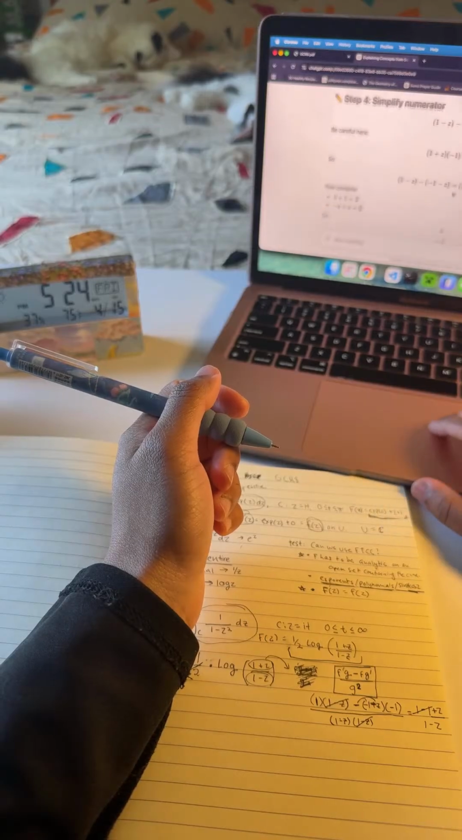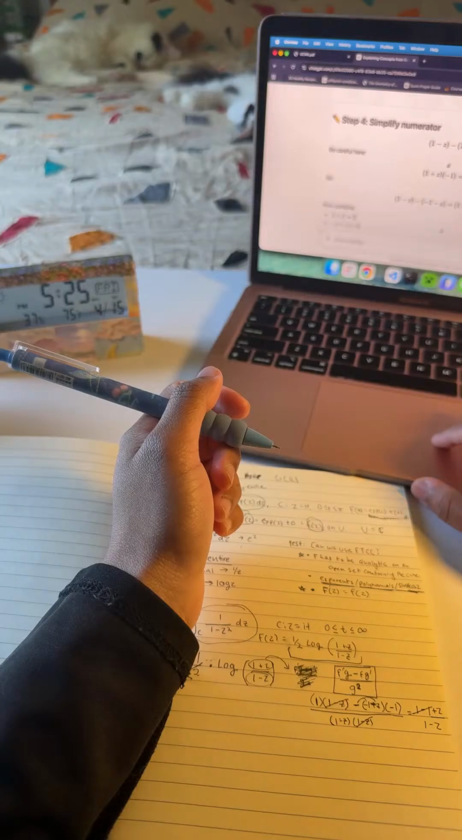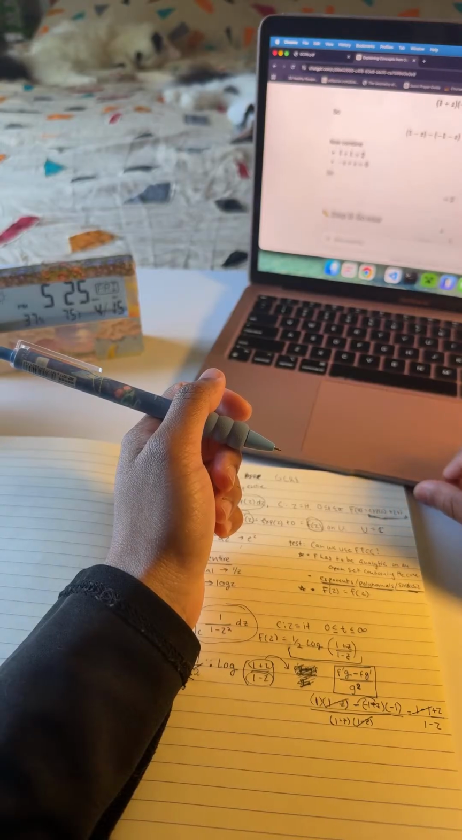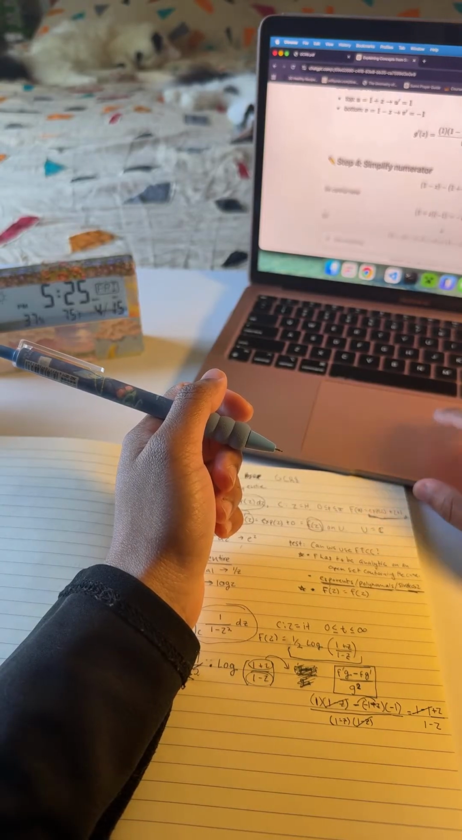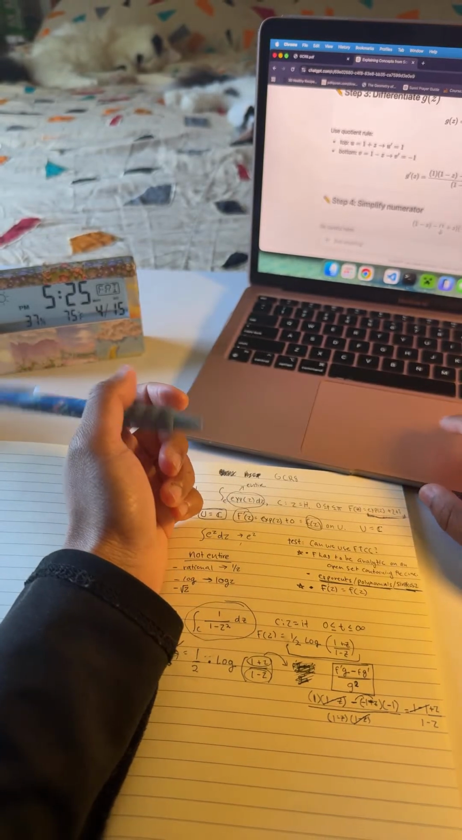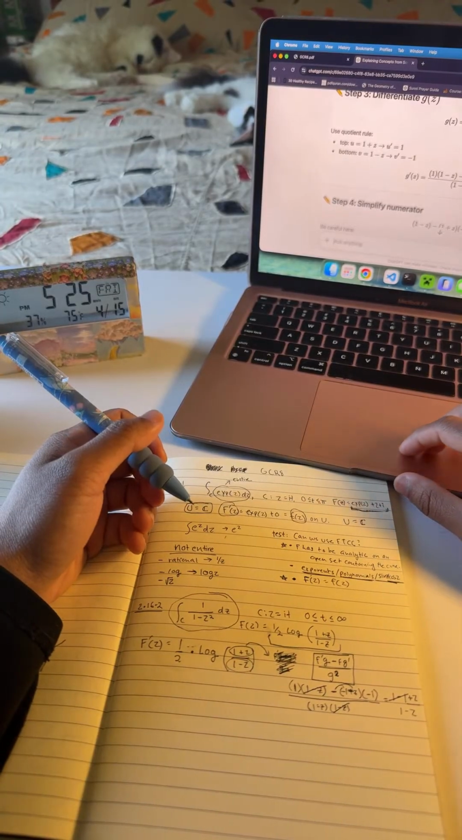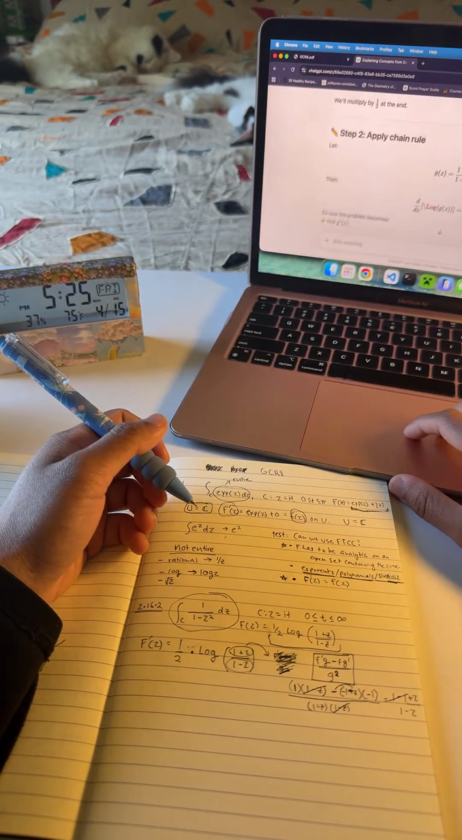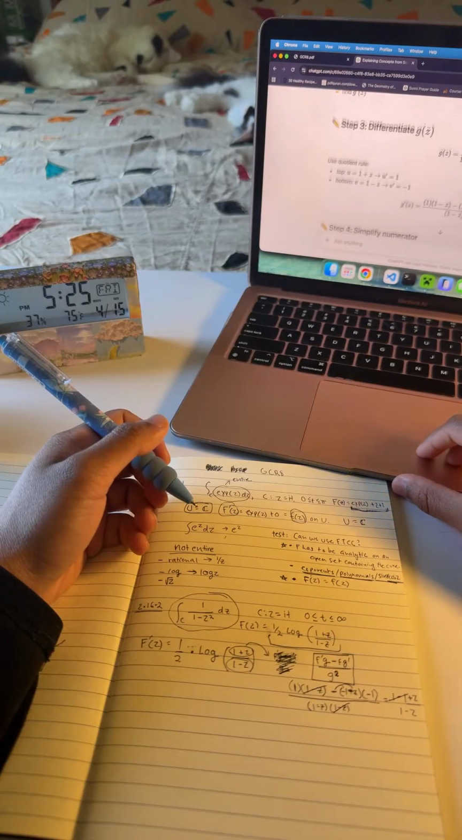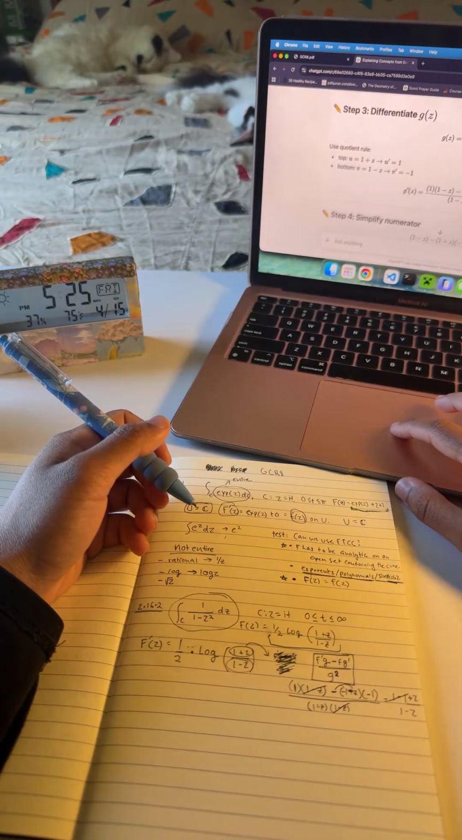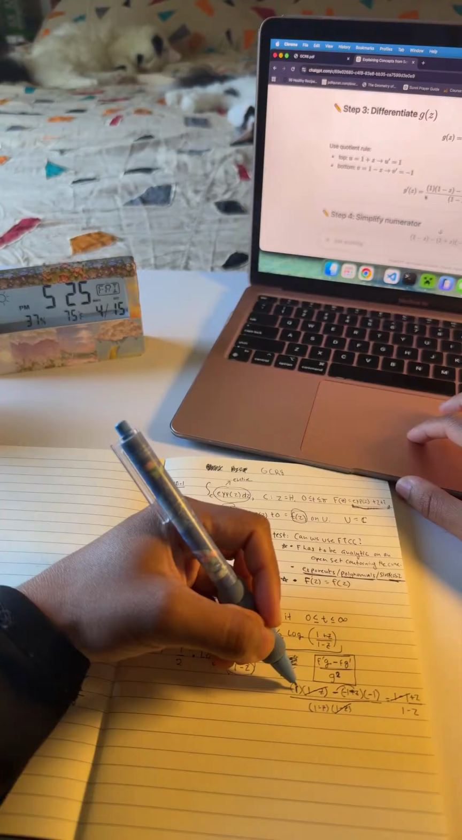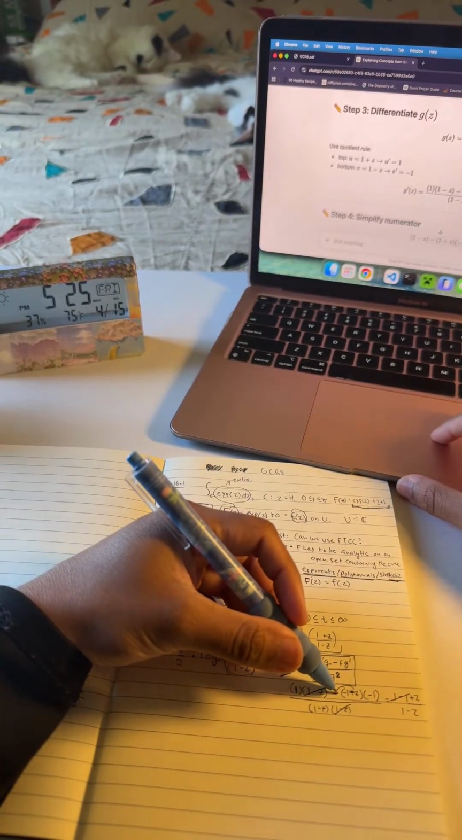So that equals 2, right? Simplify the numerator. This is bad. I got something completely different. Why did I get something so different? Let's see. So trying to find the differential of this, I got this part right.